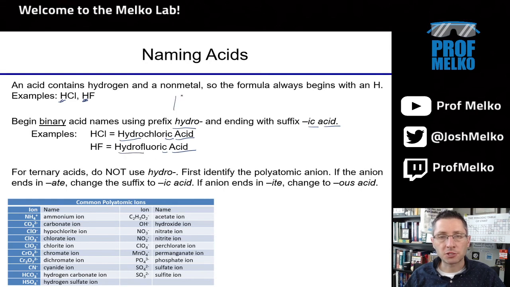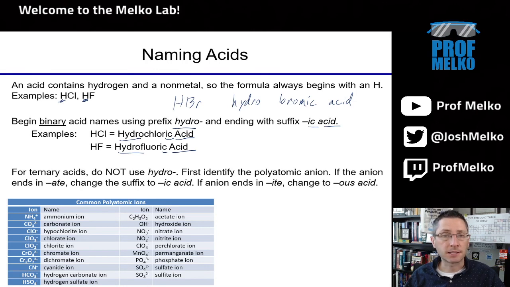Okay, so what would HBr be? It would be hydro. I know there's going to be an ic acid at the end. And for bromine, it's bromic. You drop the suffix ine, or IDE, from chloride, fluoride, or chlorine and fluorine, right? Iodine becomes iodic.